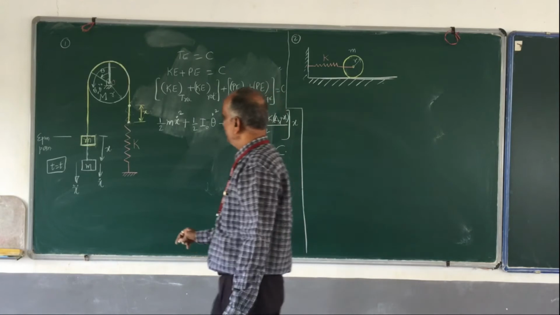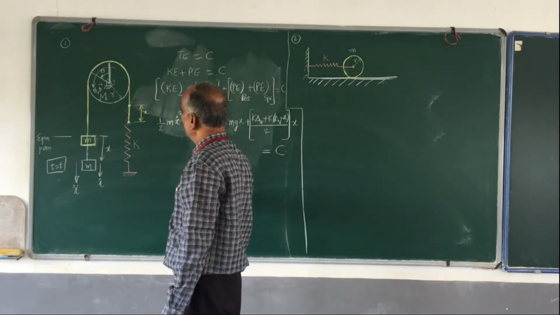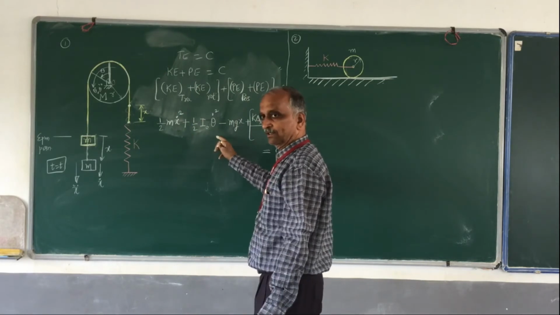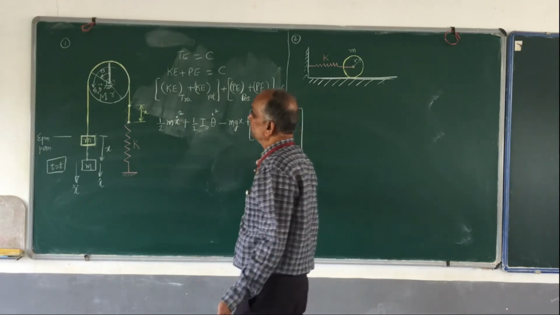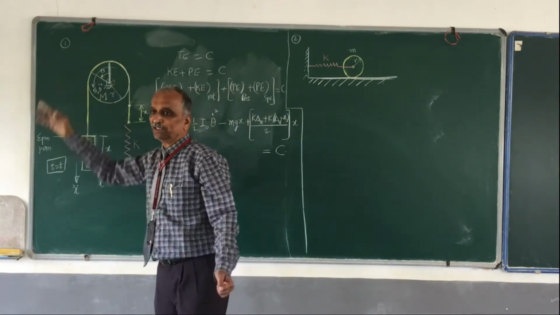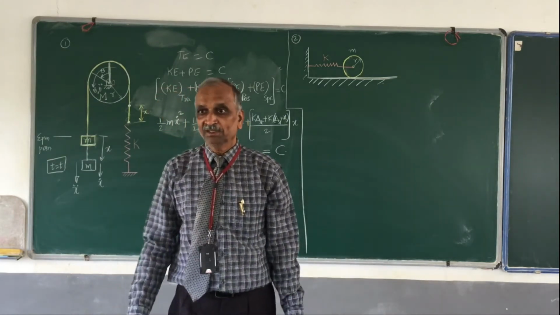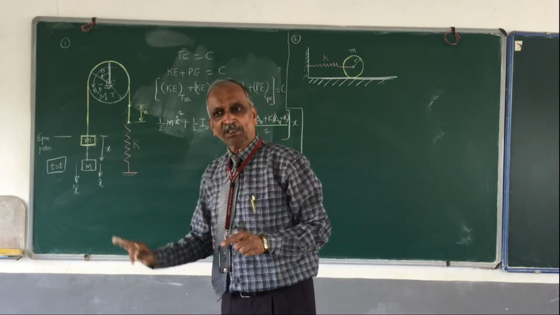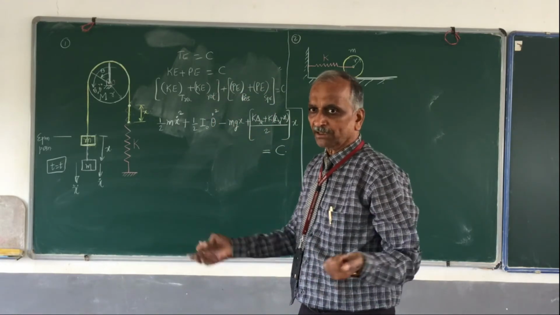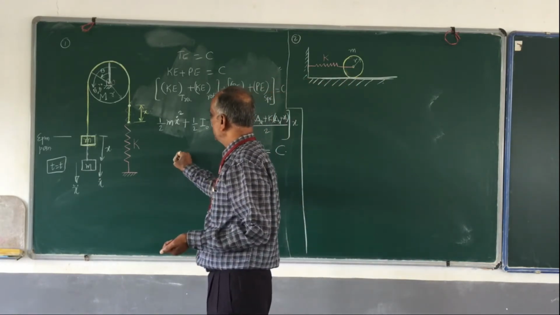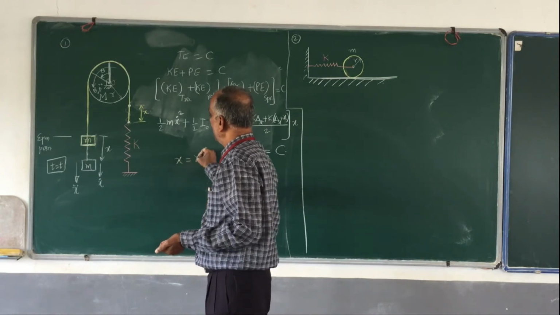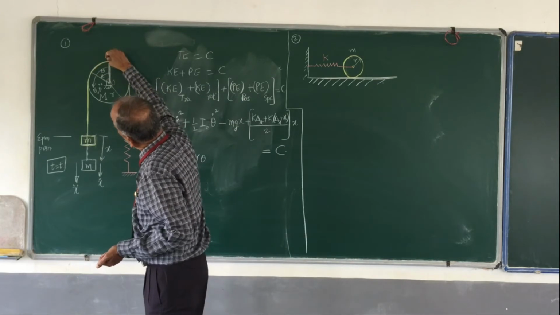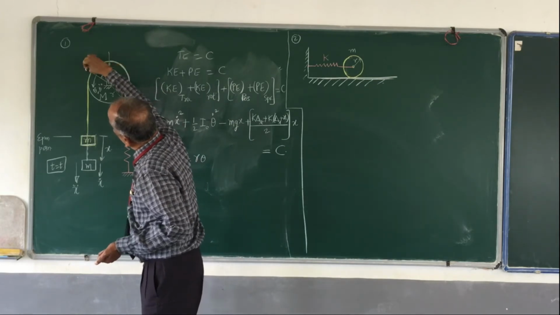Okay, let me simplify. Before I simplify, though here you have x and theta, two variables, don't jump to the conclusion that it is a 2-degree freedom system. It is not. Though I have two variables here, x and theta are not independent. Both x and theta are related. What is the relationship? x is equal to r into theta. See here, whatever is this distance now, from here to here.